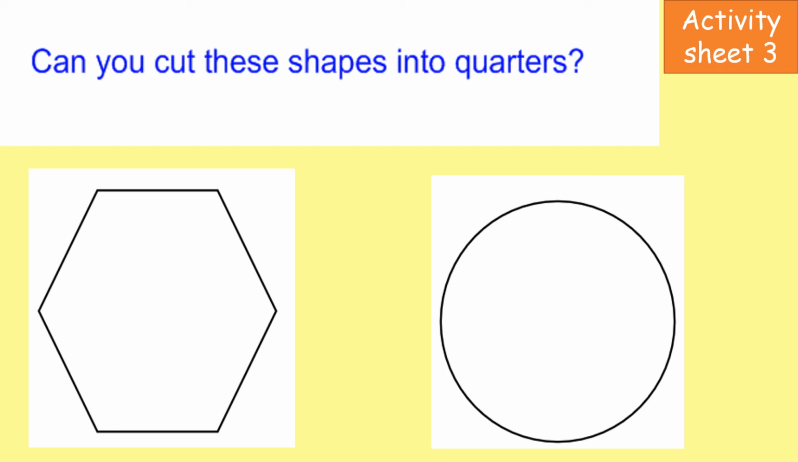Have a go at doing that, children. Then maybe you could show your adults and they could check, are your 4 pieces equal? Have they been cut into quarters? 4 quarters. If you put them back together, it makes a whole.